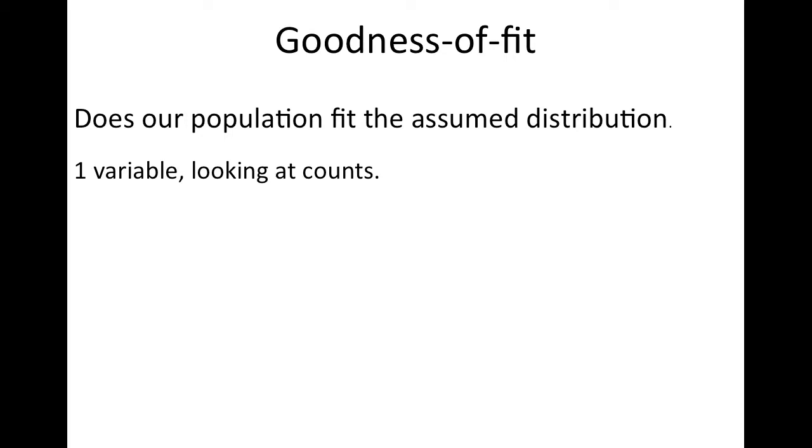Okay, so for the goodness of fit test, does the population fit the assumed distribution? It's one variable and you're looking at the counts. There's going to be one variable that we're looking at with the sample. We're going to be looking at where the counts fall in this situation. Now there's two different things that could happen in a goodness of fit test.